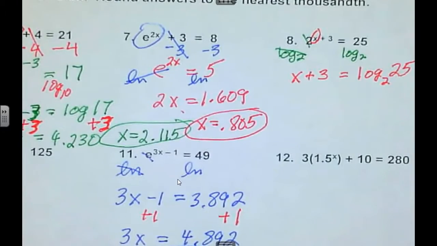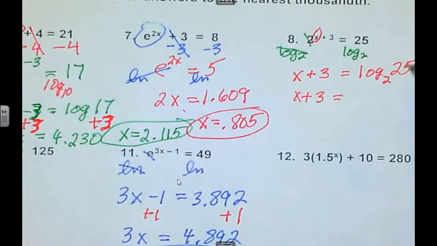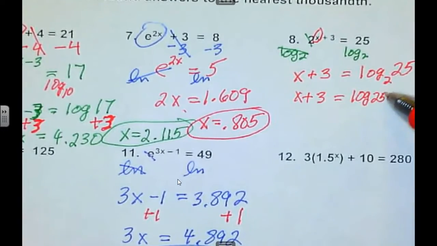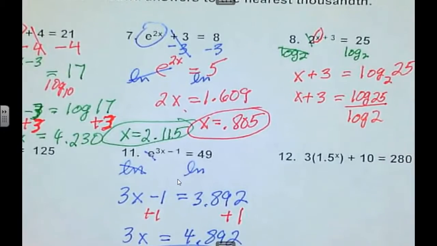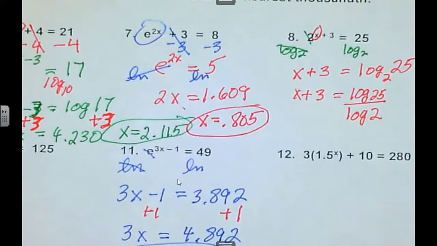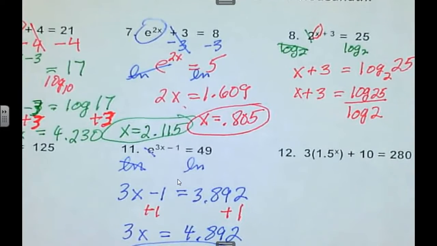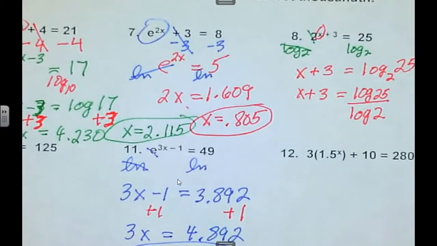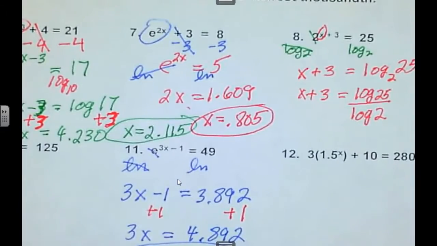You could do one or the other. X plus 3. I'm going to do change of base formula first. It's going to be log 25 divided by log of 2. You could also use the natural log. It doesn't matter if you use the common log or the natural log. It's going to come out the same. Okay? And then eventually I'm going to subtract 3 from both sides. So get your calculators.